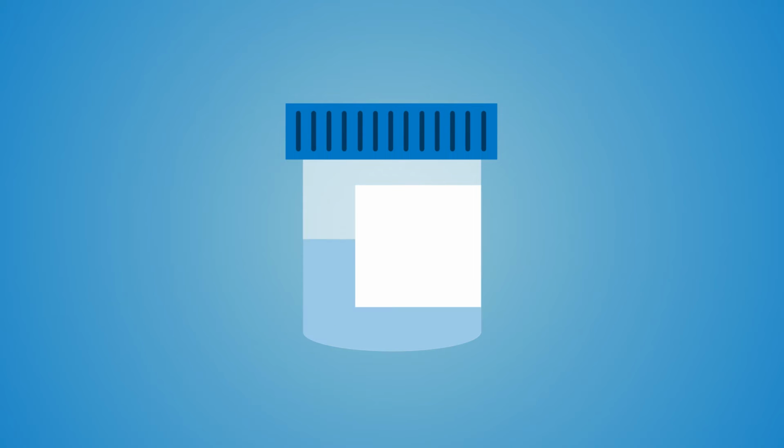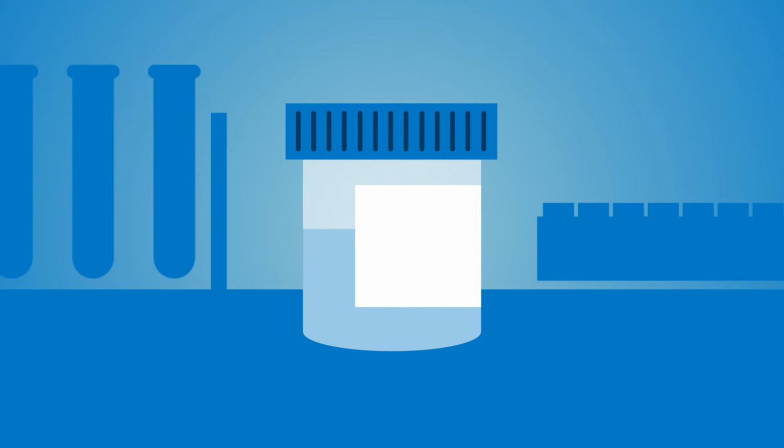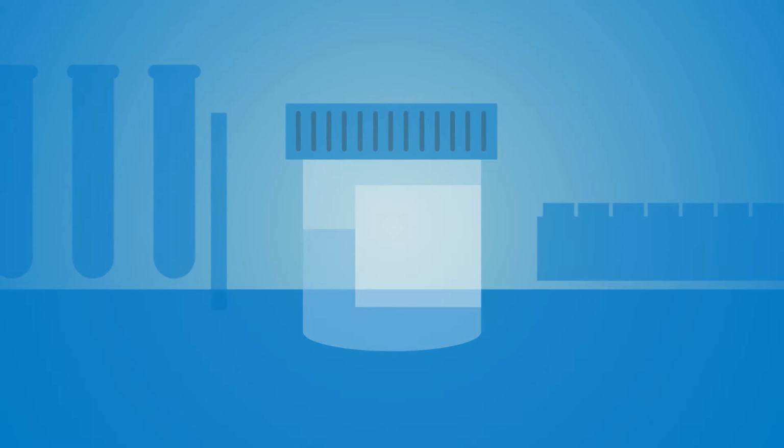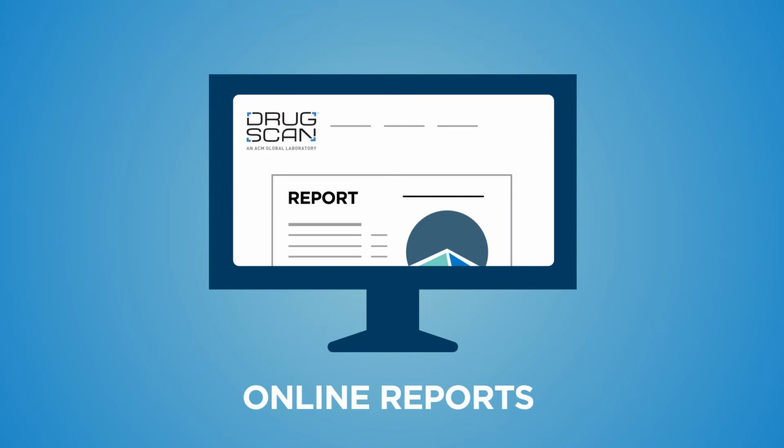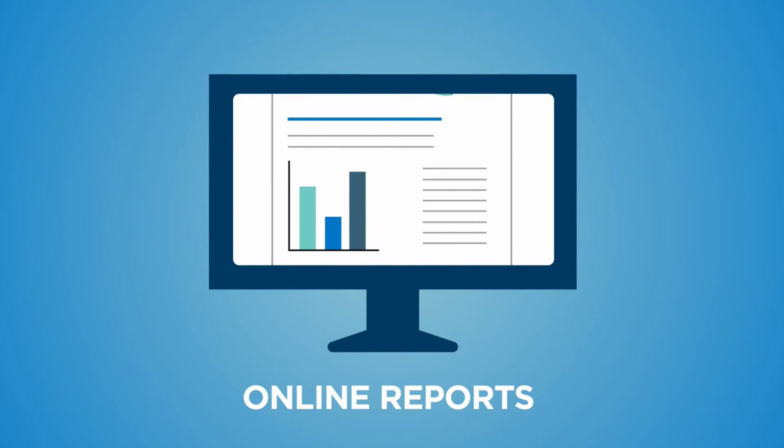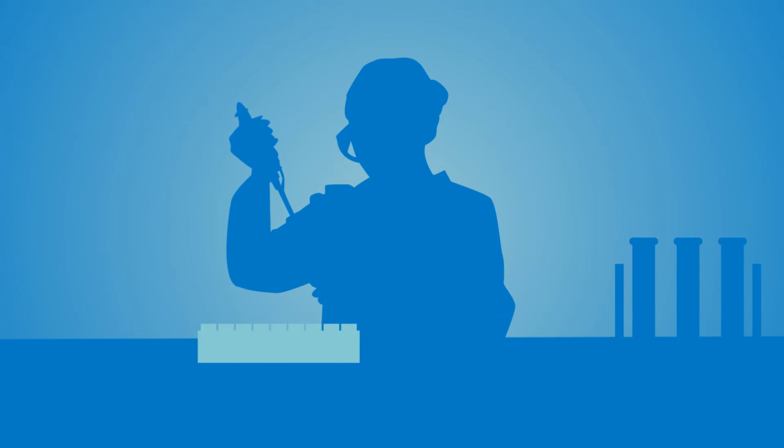After retrieving a urine sample from the patient, it's sent to a lab where 98% of results are available in 24 to 48 hours. Color-coded online reports are then available to providers with information on the patient's current drug use. When providers use toxicology as a tool, early detection of misuse allows for early intervention that leads to better outcomes.